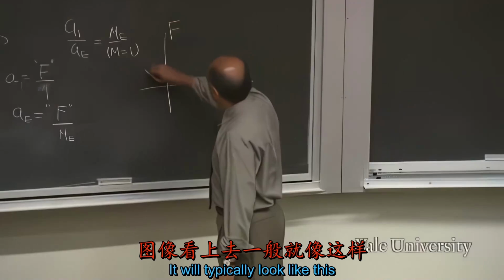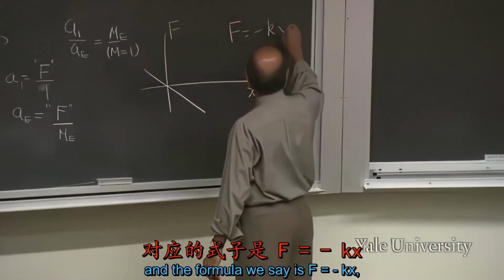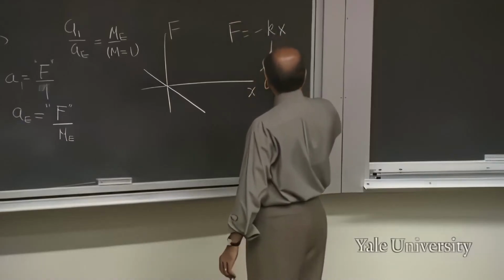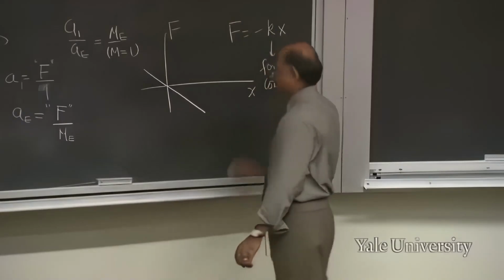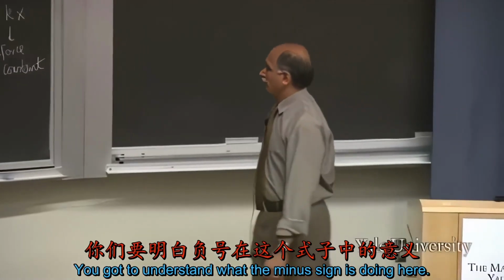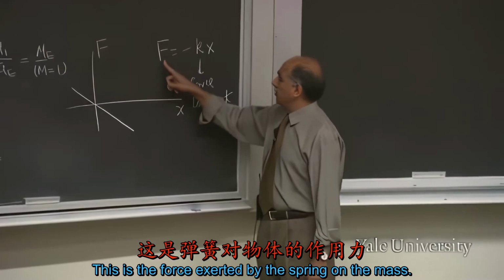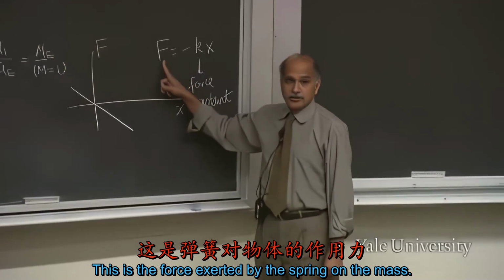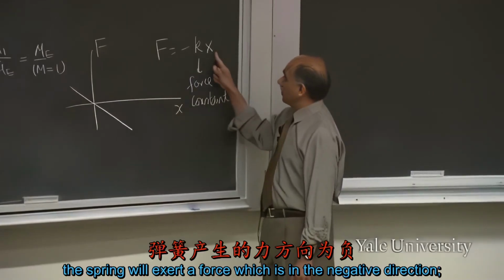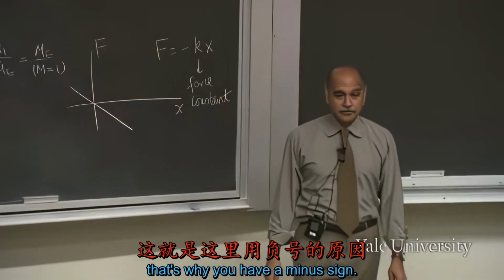And it will typically look like this, and the formula we say is F equals minus kx, where k is called the force constant. You got to understand what the minus sign is doing here. This is the force exerted by the spring on the mass. It says if you pull it to the right, so that x is positive, the spring will exert a force which is in the negative direction. That's why you have a minus sign.